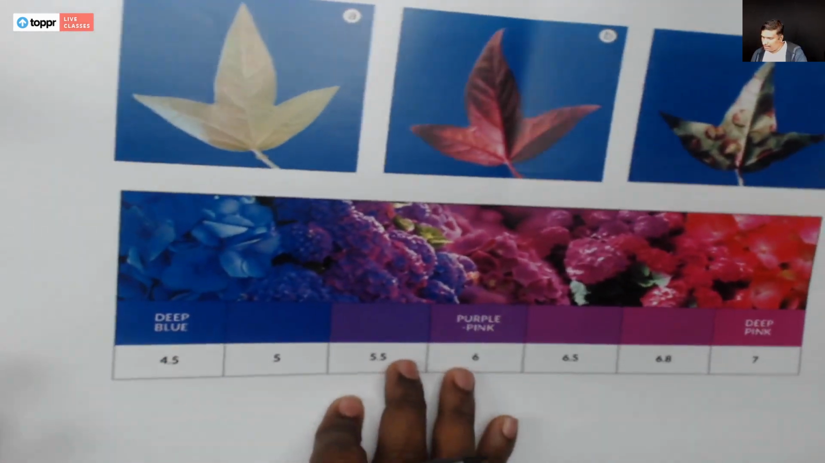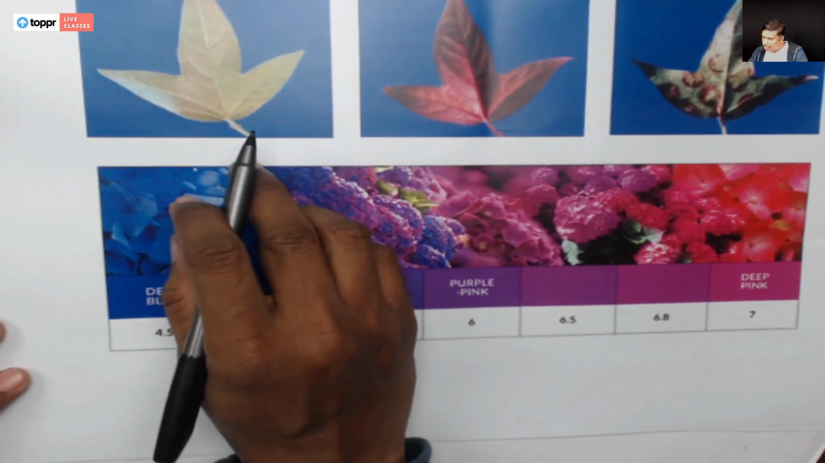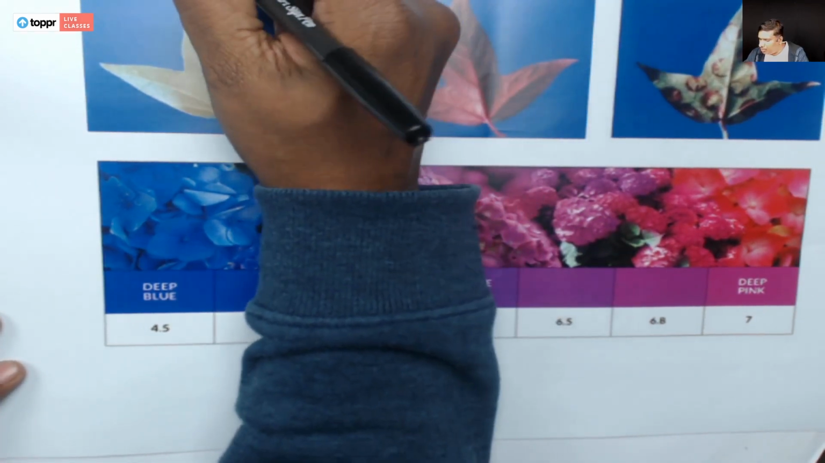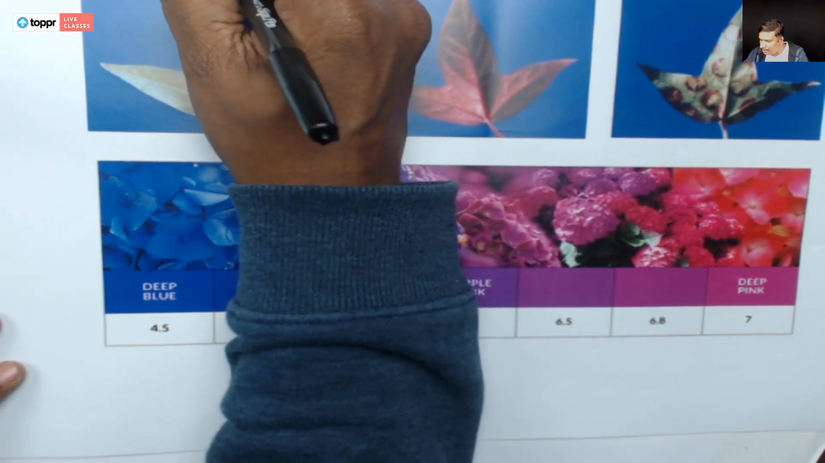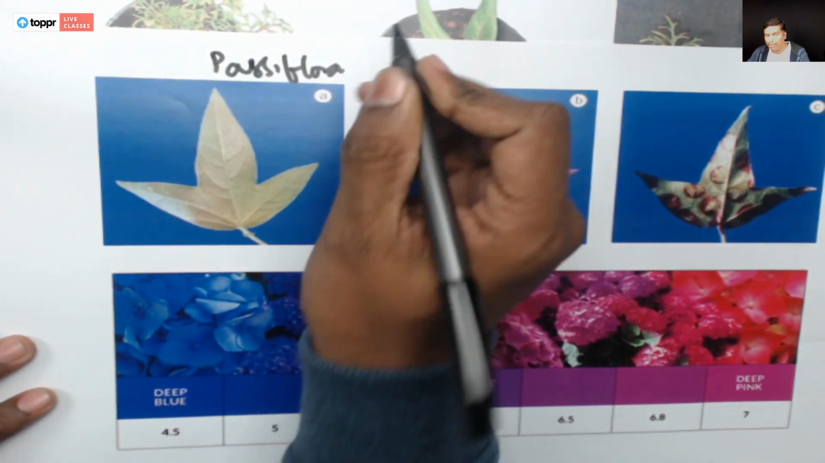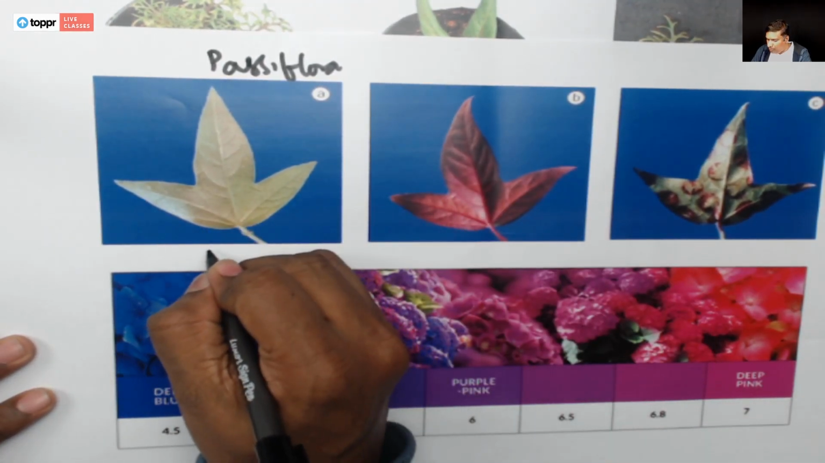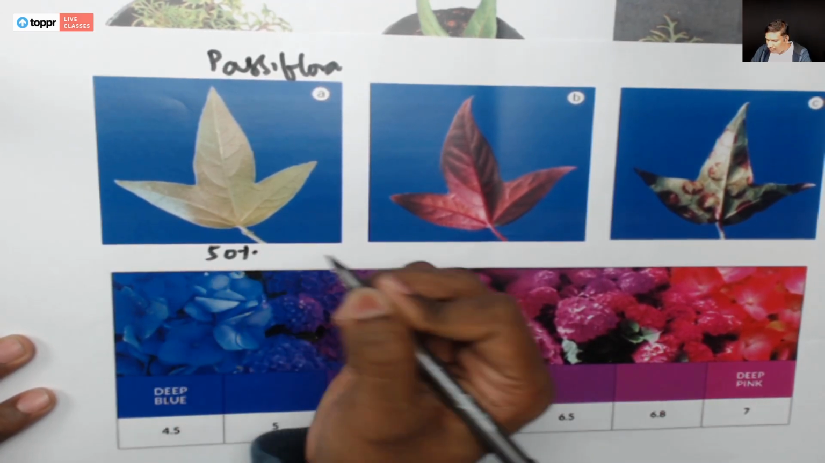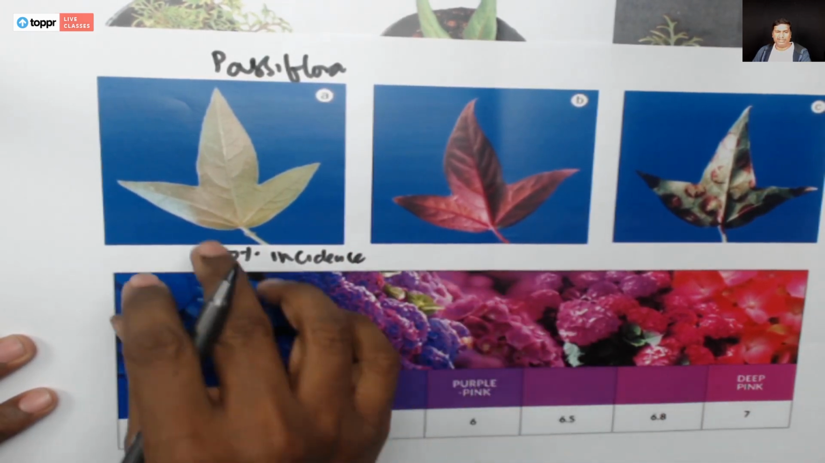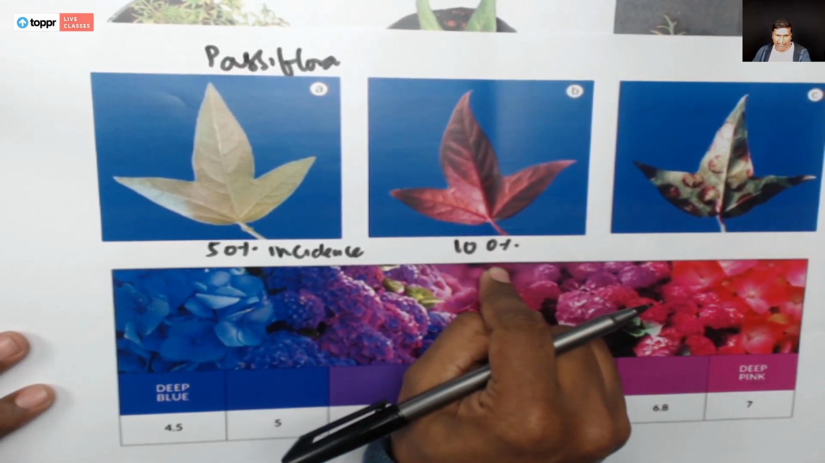Another example that you can see here is where the factor is also light. This plant is called Passiflora. When you look at the leaf of this Passiflora plant, this is when you give 50% of incident sunlight, so partial light. When you give it 100% sunlight, this is what happens.